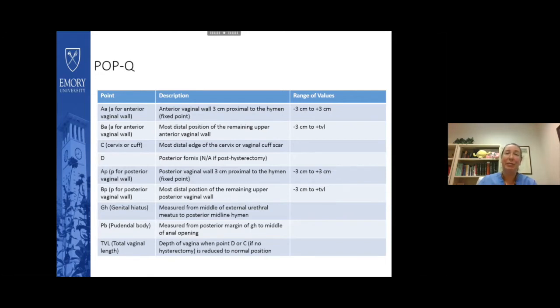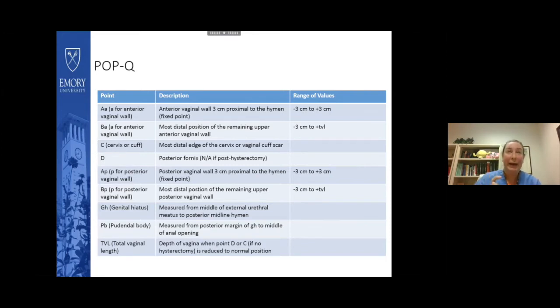C, if you have a uterus, C is cervix. If you do not have a uterus, C is cuff. So it's the most distal edge of the cervix or the vaginal cuff scar. D, that's your posterior fornix. That is underneath the cervix. It doesn't apply if you've had a hysterectomy. If you've had a hysterectomy, it'll either be marked with an X or it'll just be blank.